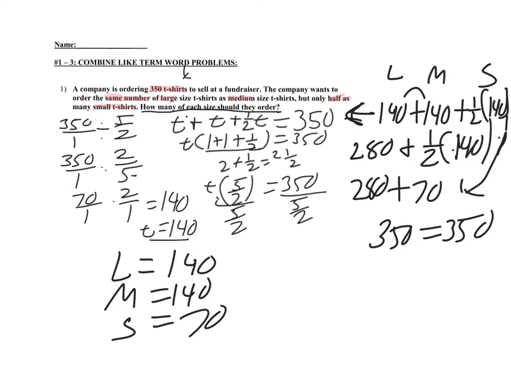All right, moving on to the next question. The perimeter of a soccer field at a local park is 260 feet. The length of the field is 36 feet more than the width. Find the dimensions of the soccer field. So drawing pictures always helps with word problems.